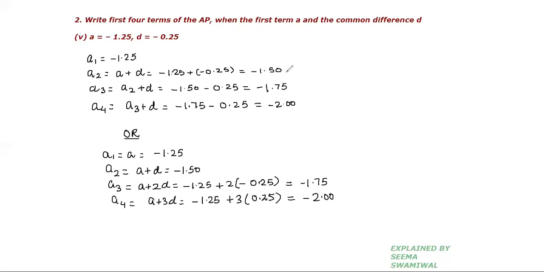Similarly, this is the second term. If you want to find the third term, you have to add the common difference to it. The second term is minus 1.50, add minus 0.25 to it. Since both are negative, they will be added and you will get minus 1.75. Similarly, A3 you have calculated is minus 1.75. To get the next term, you have to add the common difference to it. So this will become minus 0.25 and it is minus 2 only. This is one way, by the definition of AP.